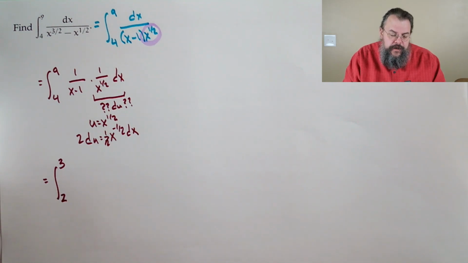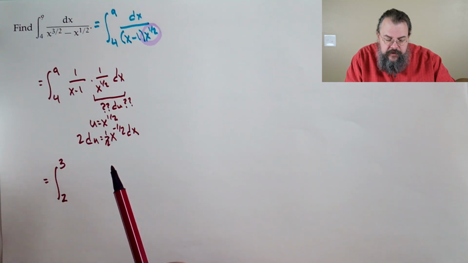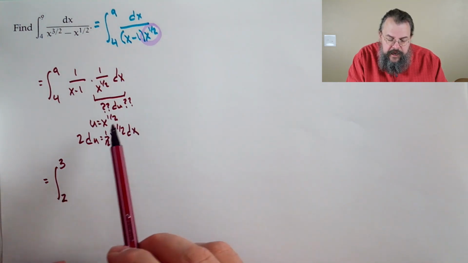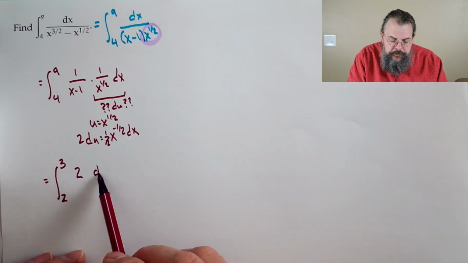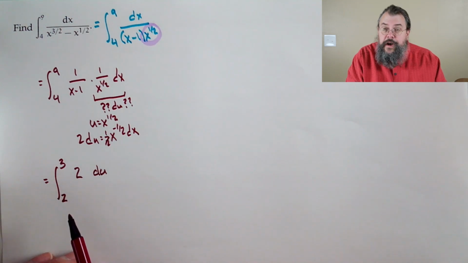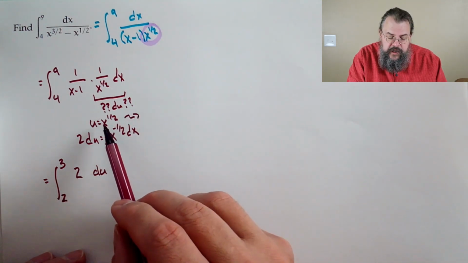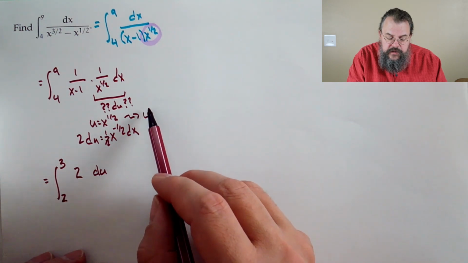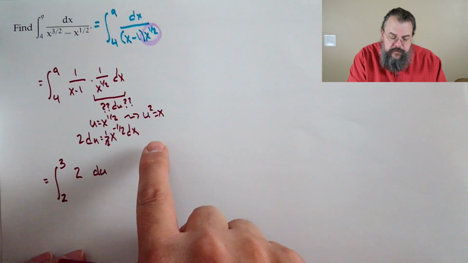All right, well, the 1 over x to the half dx, look, we know how to handle that. That would become a 2 du. Now, the last thing for us to figure out is this x minus 1. Well, that's not so bad. You see, we could have said here, u squared equals x. That would have made it not so bad.